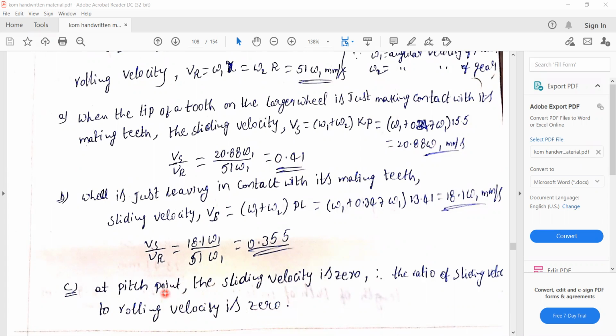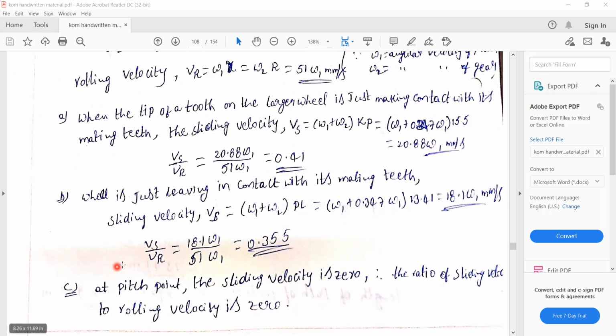And similarly, when the gear wheel is just leaving the contact, the sliding velocity Vs equals omega 1 plus omega 2 into the path of recess value, that is PL. So that is omega 1 plus 0.347 omega 1 into 13.41. When we make the calculation, we get 18.1 omega 1 mm per second.